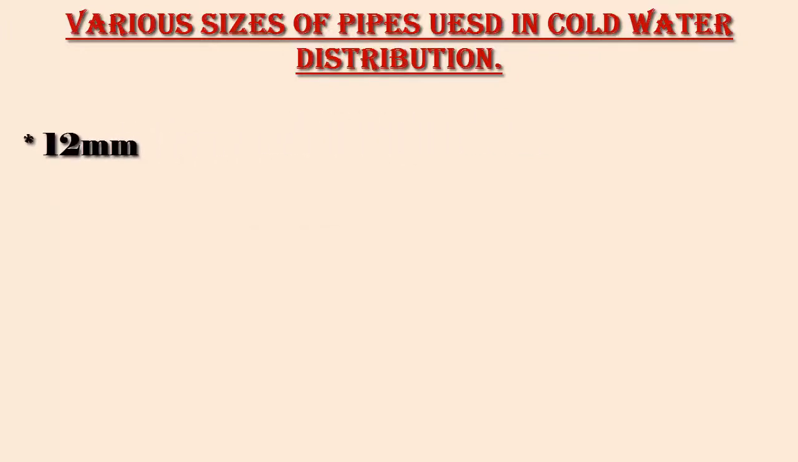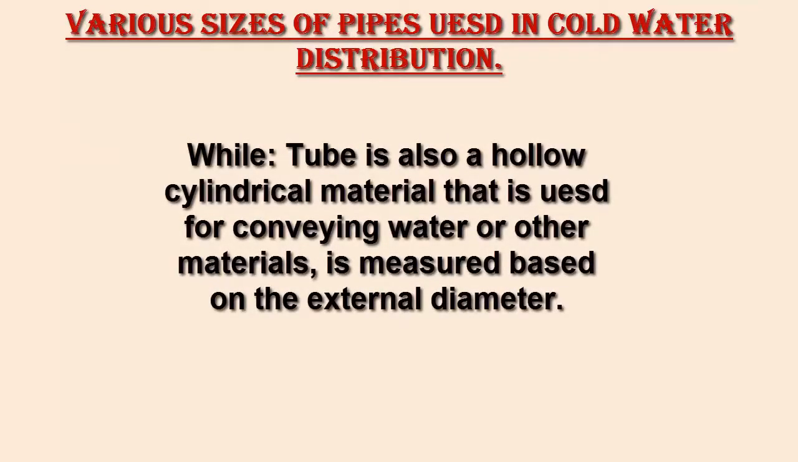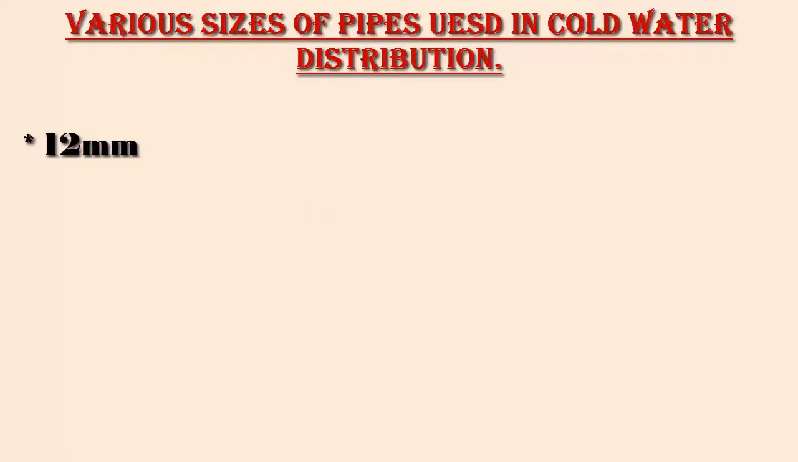Sometimes we confuse a tube and a pipe. A tube is also a hollow cylindrical material used for conveying things like water or other things. But mainly, we use pipe for water distribution. Tubes are measured based on the external diameter, not the internal diameter. That is the difference between a tube and a pipe. For the purpose of these lectures, we are using pipe, and we have 12 mm.